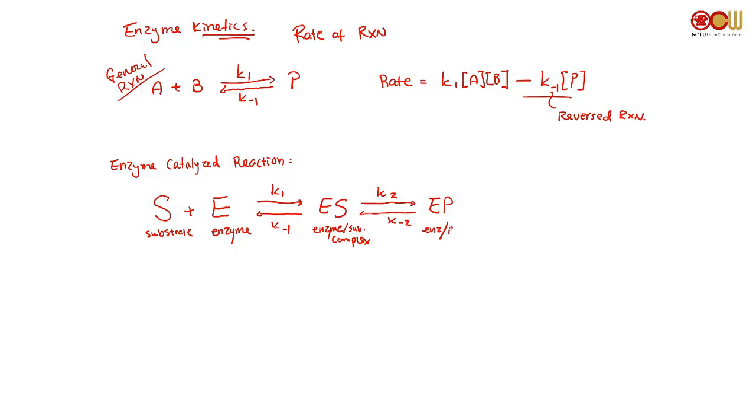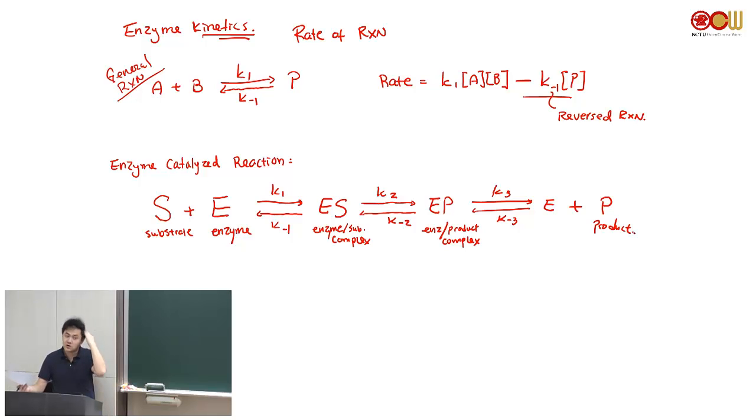So this is the enzyme product complex. And then EP, with K3, K minus 3, becomes E plus P, where P is the product. So this is going to be a generalized enzyme catalyzed reaction, right, where the enzyme also participates in the reaction. Before we begin, there are several assumptions that we're going to make when we talk about this, because if you look at this multi-step process, you have K1, K2, K3, etc.